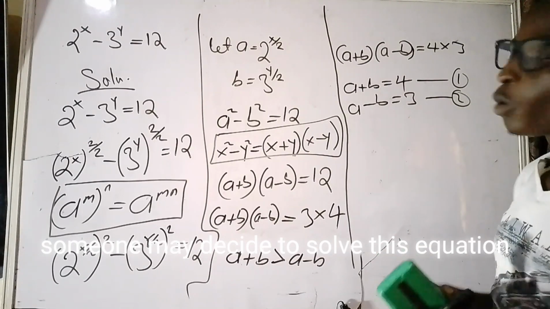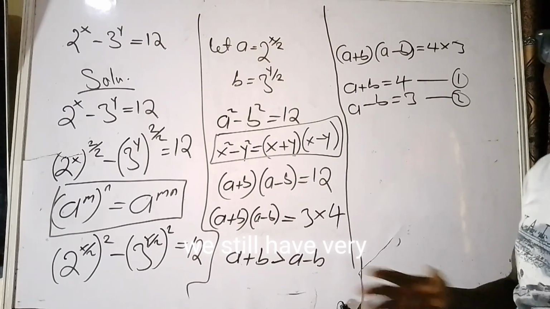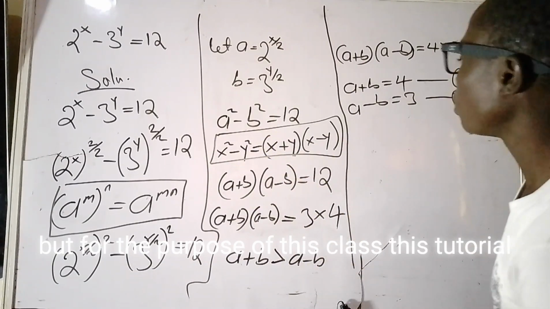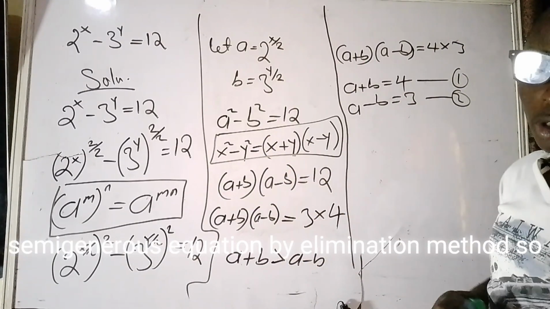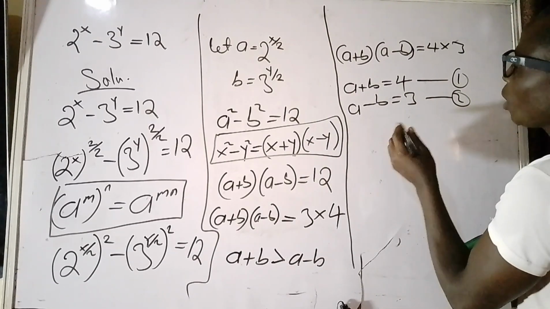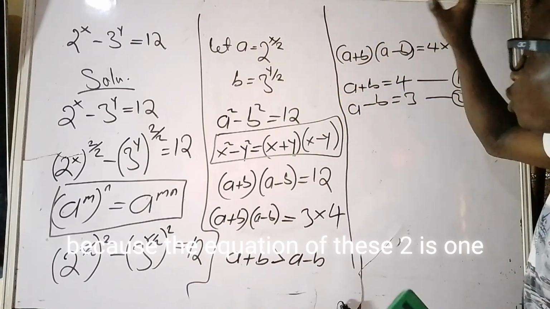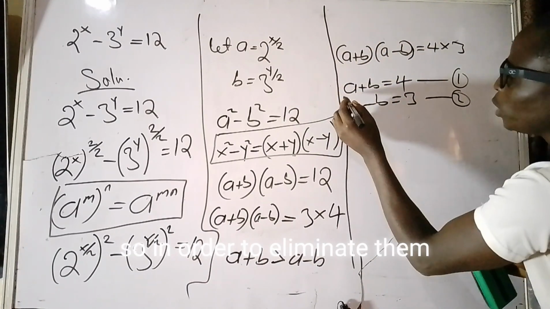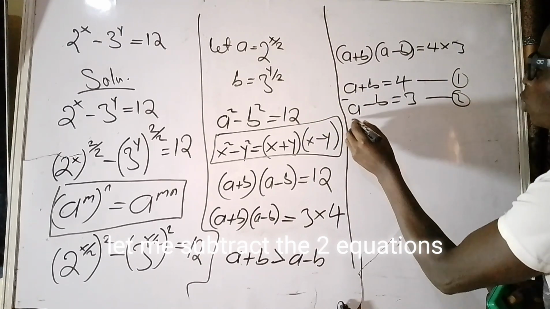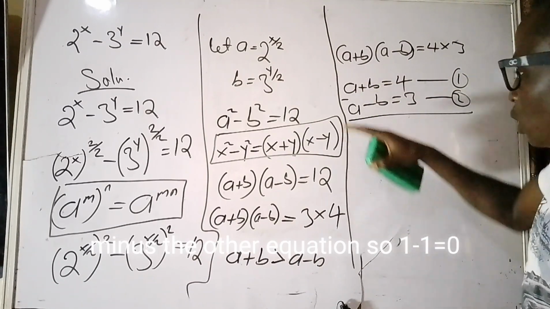Someone may decide to solve this equation by matrix form, and even in matrix we still have various methods of solving simultaneous equations. But for the purpose of this tutorial, we are going to solve this particular simultaneous equation by the elimination method. So I want to eliminate these two common terms because the coefficient of these two is 1. So in order to eliminate them, let me subtract the two equations. Subtracting the two equations means this equation minus the other equation.